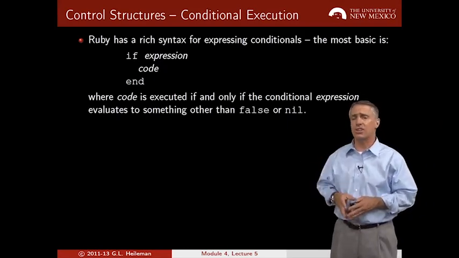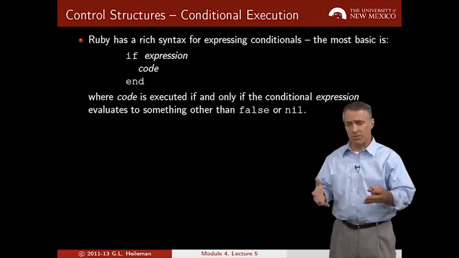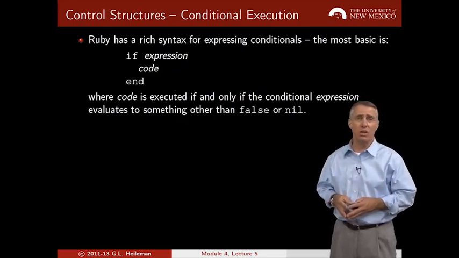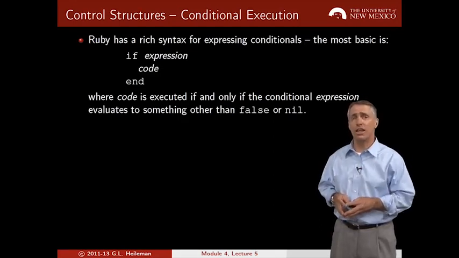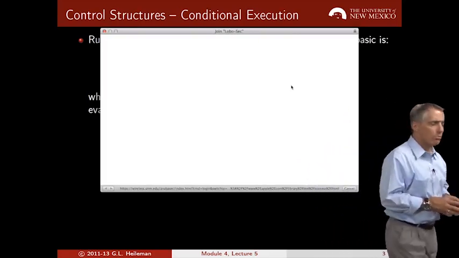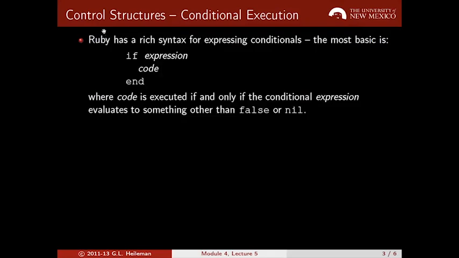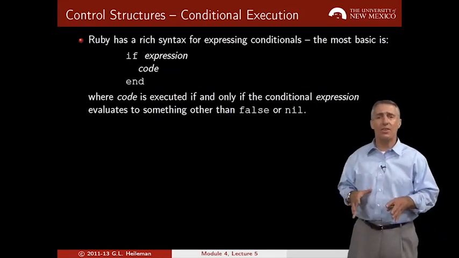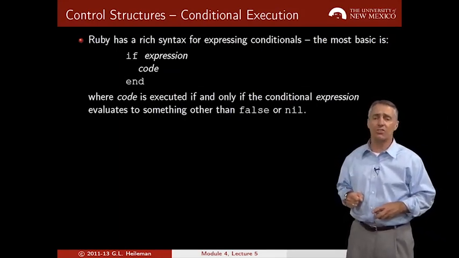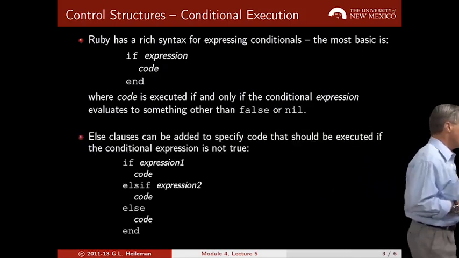So Ruby has conditional execution, very similar to other programming languages. It's if, expression, there's code, and then there's an end statement. What's a little different from some other programming languages is that the code that's executed is not enclosed in brackets. So in this if statement, the code is executed if and only if that conditional expression evaluates to something other than false or nil.